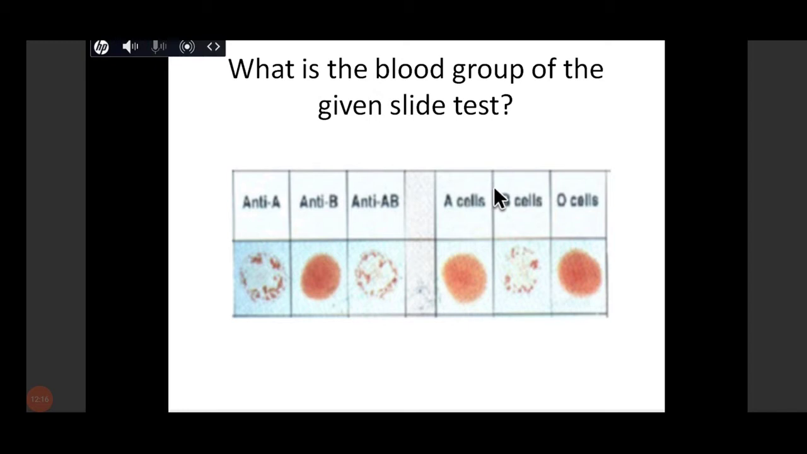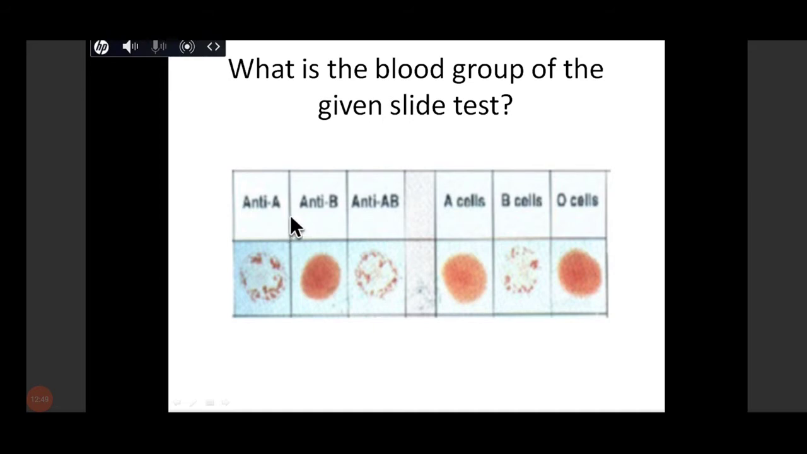So this is one of the favorite OSPE questions that will come. What if a picture is shown with a reaction with the anti-A, anti-B, or AB? What will be the blood group of this? This is the forward grouping and this is the reverse typing. In reverse typing, A cells, B cells, or O cells are used. However, in forward, we use the antibody.